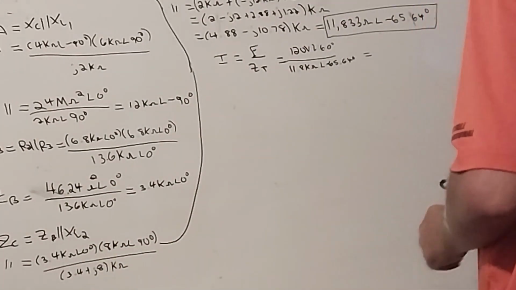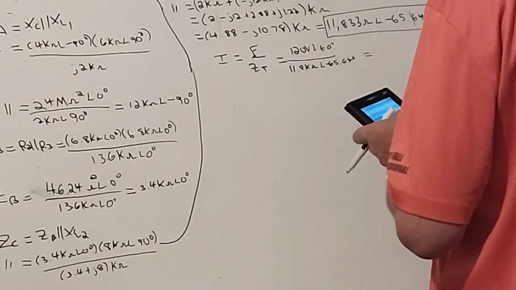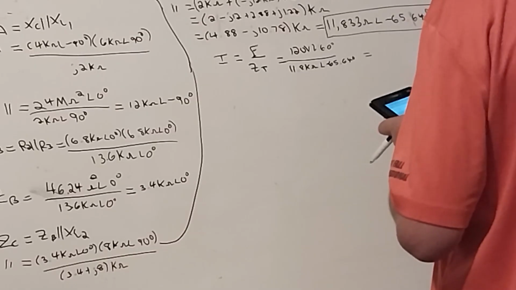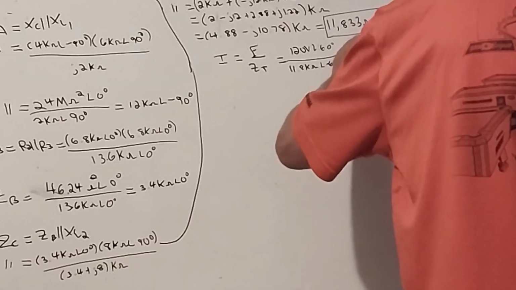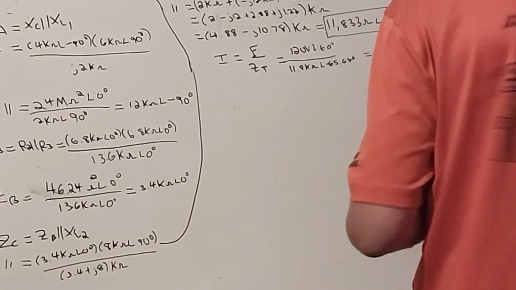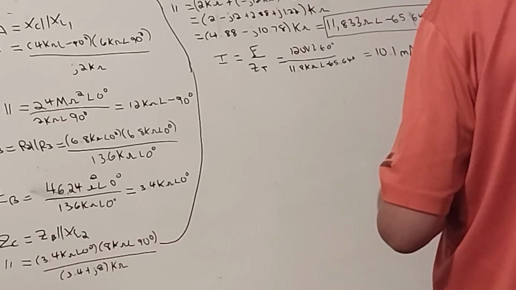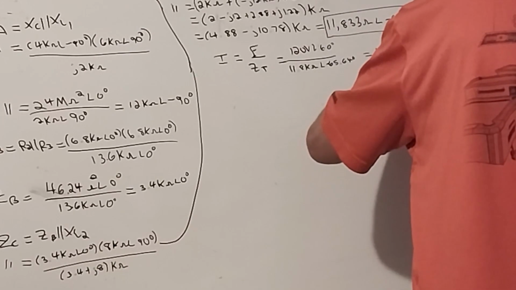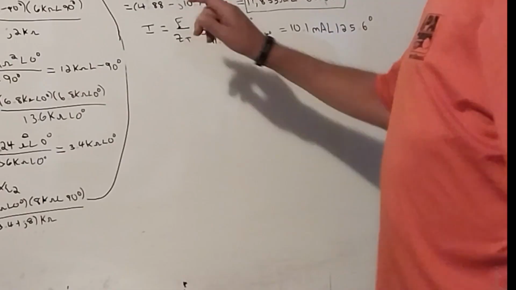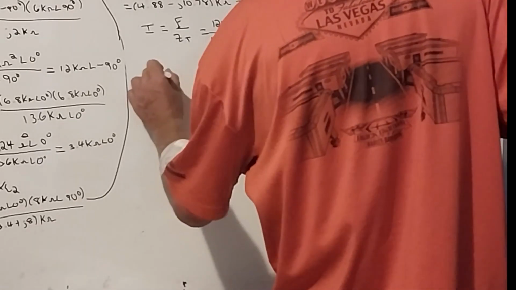Now what's this current I? Well, that's going to be 120 divided by 11,833.1. We get 10.1 milliamps, and that's at an angle of 60 minus that value. It's actually plus, so 60 minus negative 65, 125.6 degrees. So now we have the total current flowing through the circuit, which I'll redraw right here.